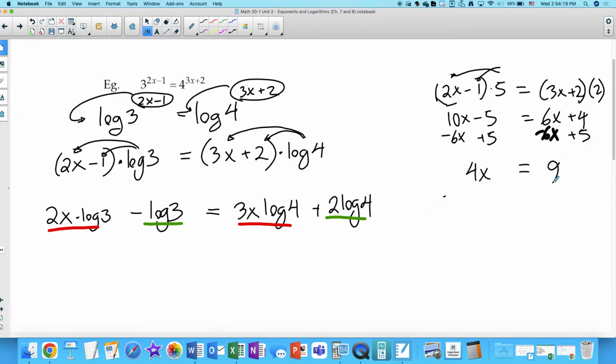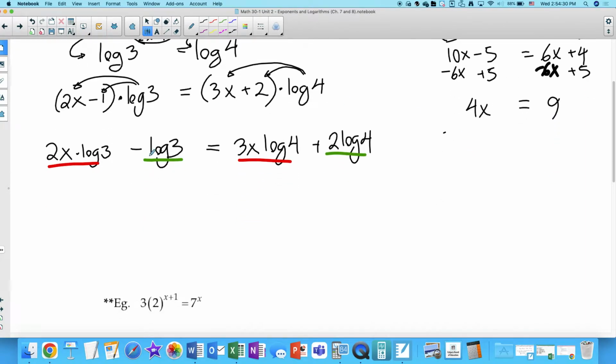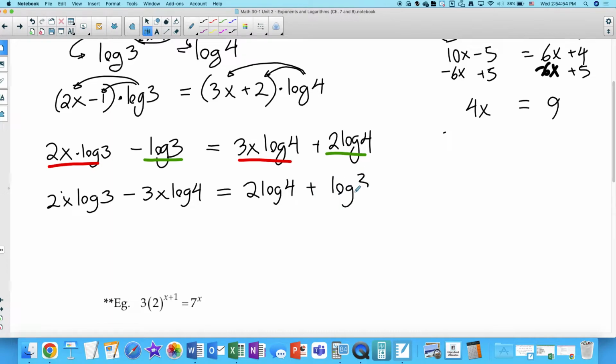Okay? So let's do the same thing here. So essentially, when I move something in a linear equation to the opposite side, it's just going to change signs, right? Are you guys okay with that? So I'm going to bring this over, and it's going to be minus 3x log 4. And then when I bring this over to this side, it's going to become positive, because I have to add it to both sides. Equals 2 log 4 plus log 3. Okay, so I've rearranged my equation so that the x terms are on one side and the numbers are on the other. But now I have to do something else.